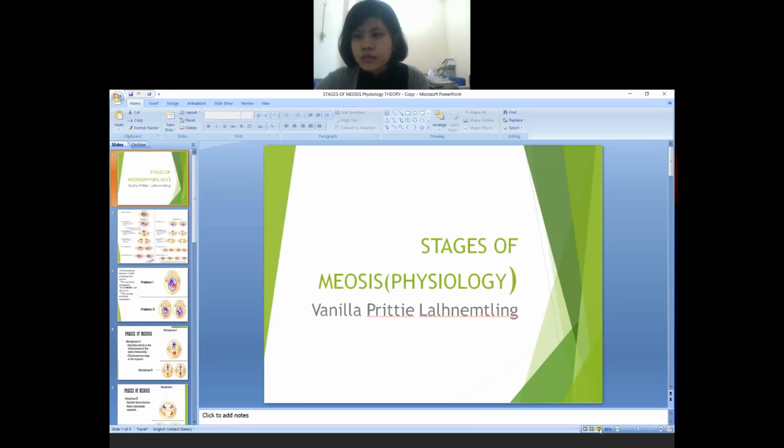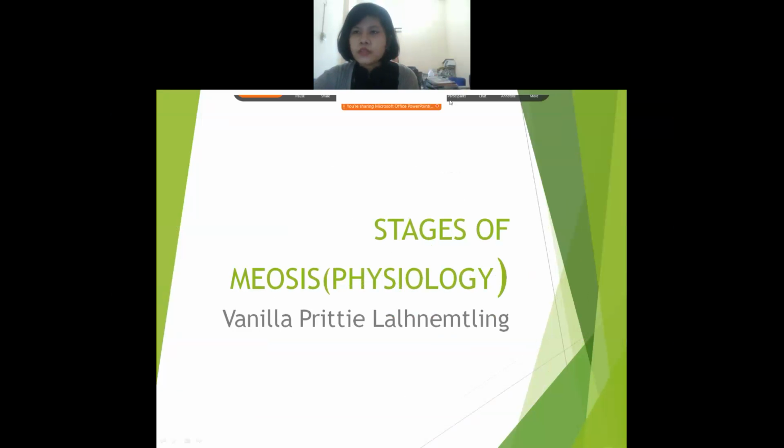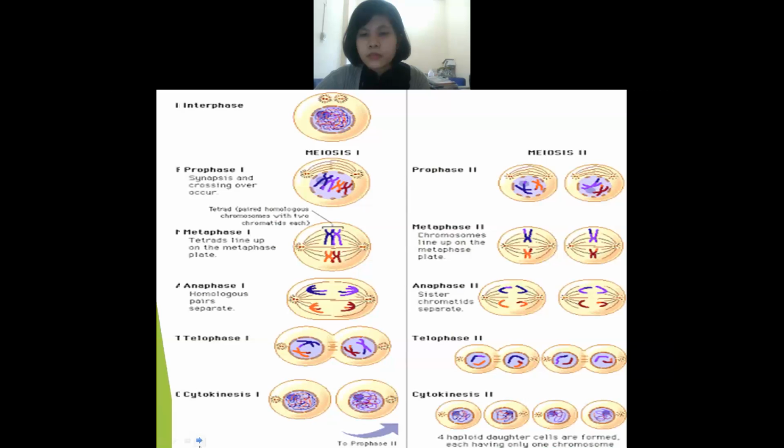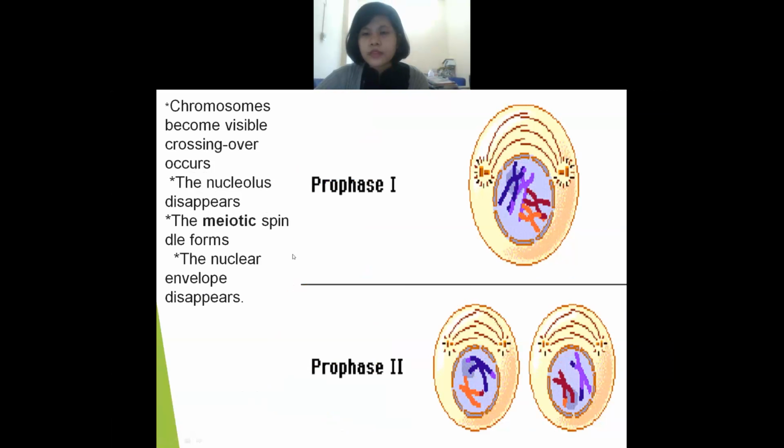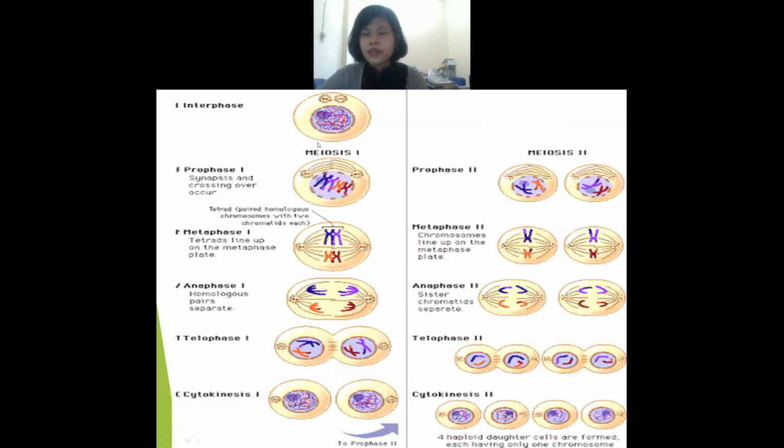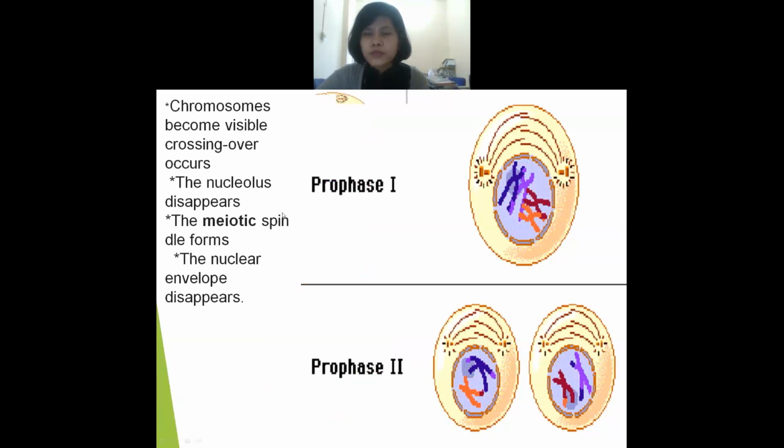So first, let's talk about meiosis, the stages of meiosis. So what usually occurs in meiosis? Okay, so this is the meiosis, just an overview. Interphase happens here. In the interphase, the cell gets ready to divide. I mean, it prepares itself for the next step.